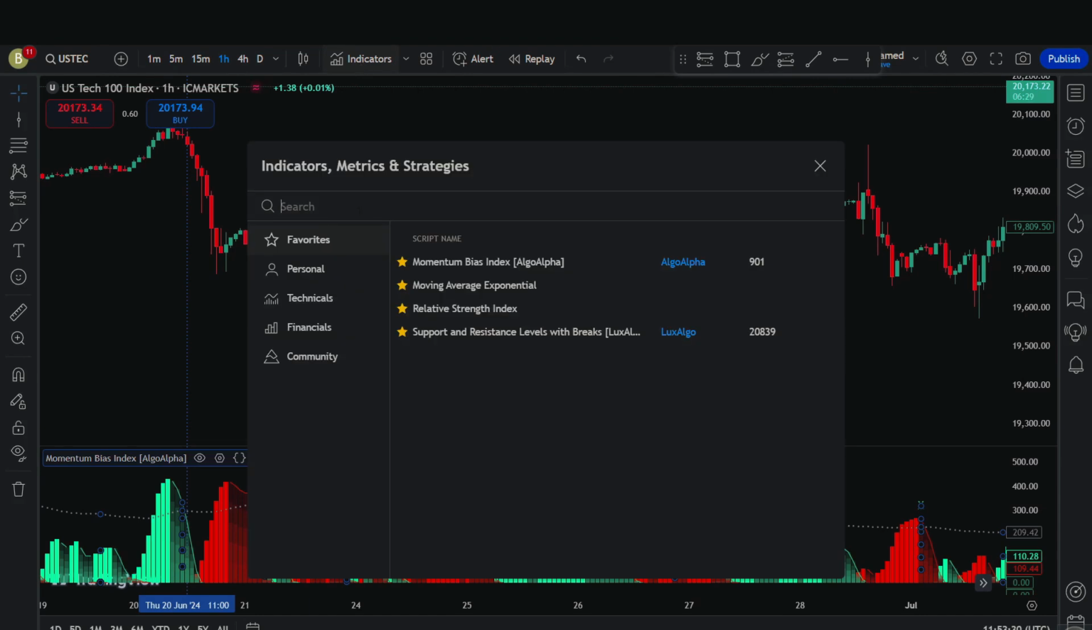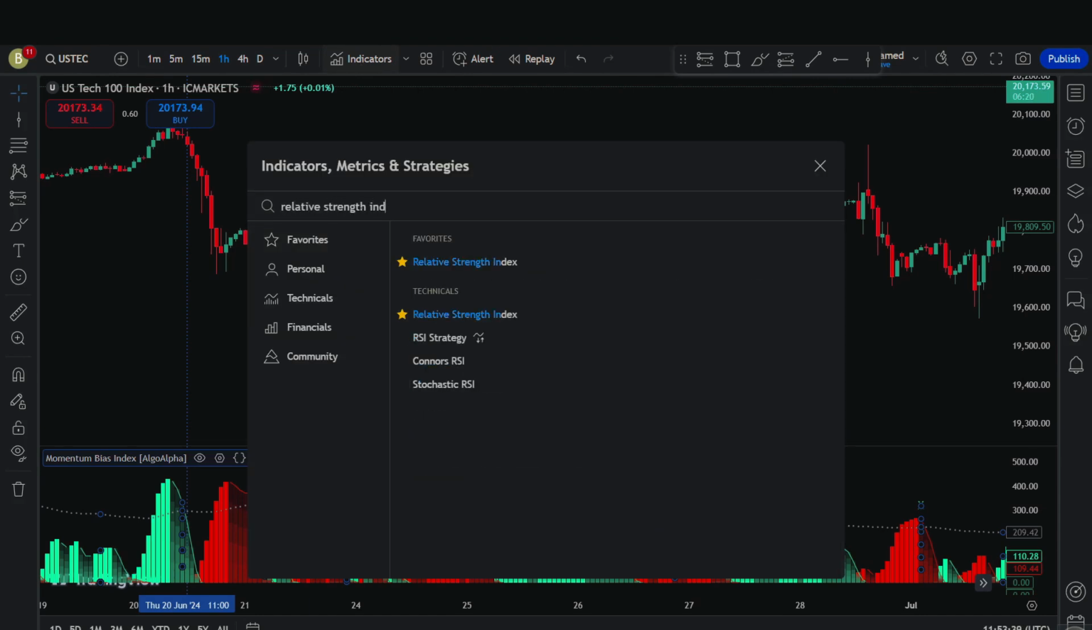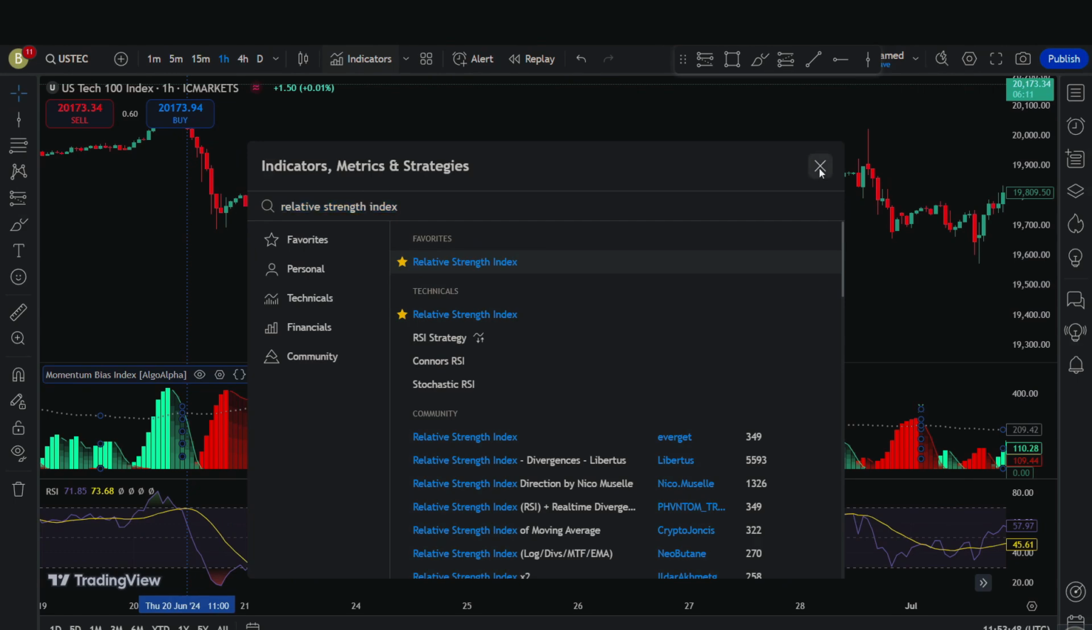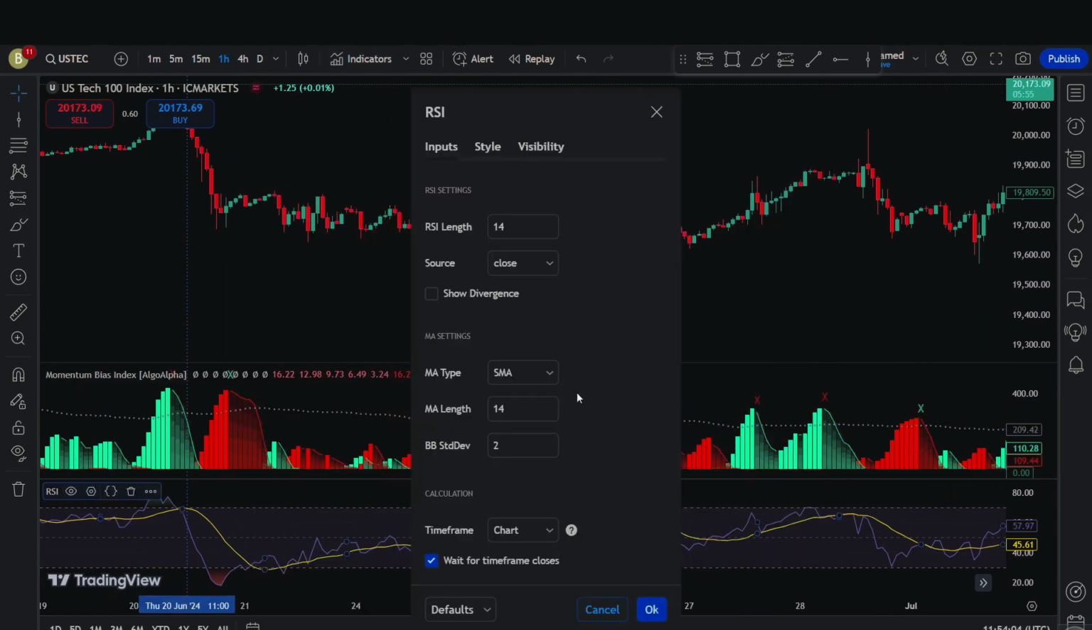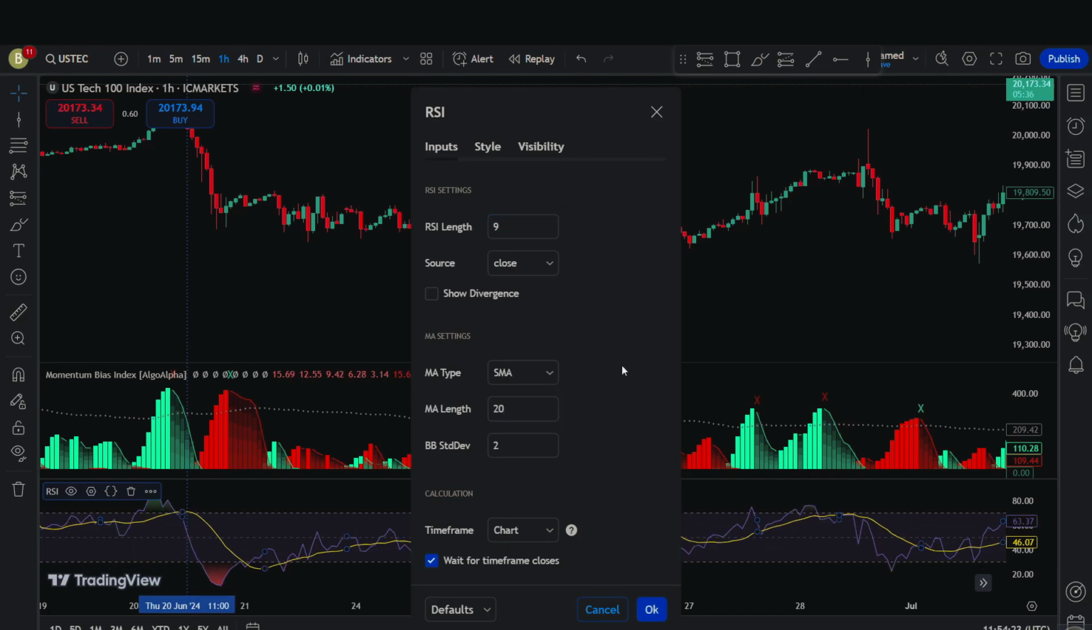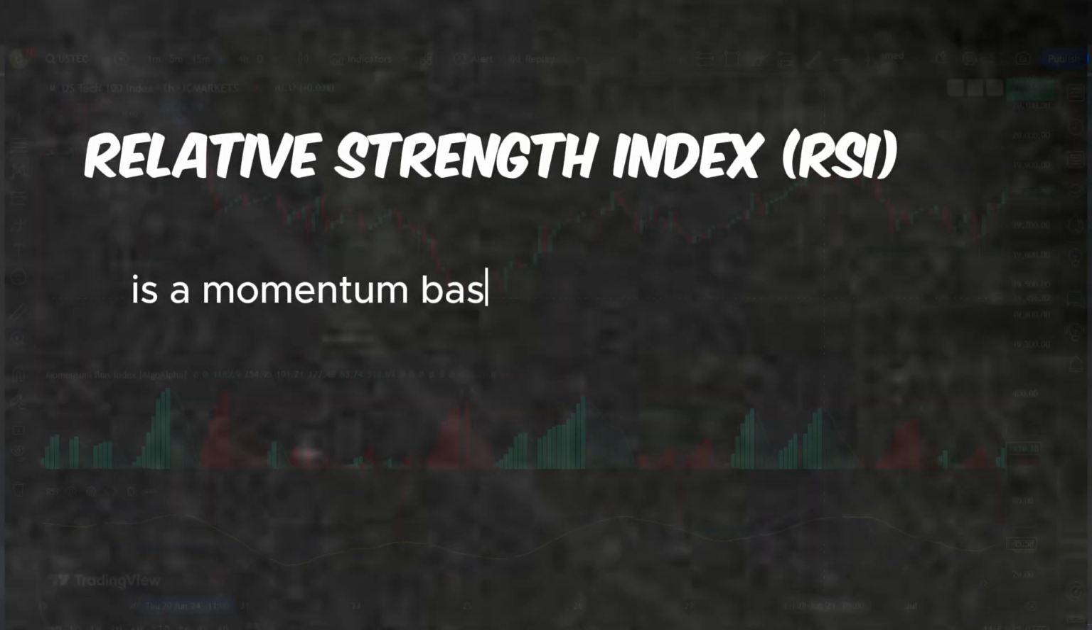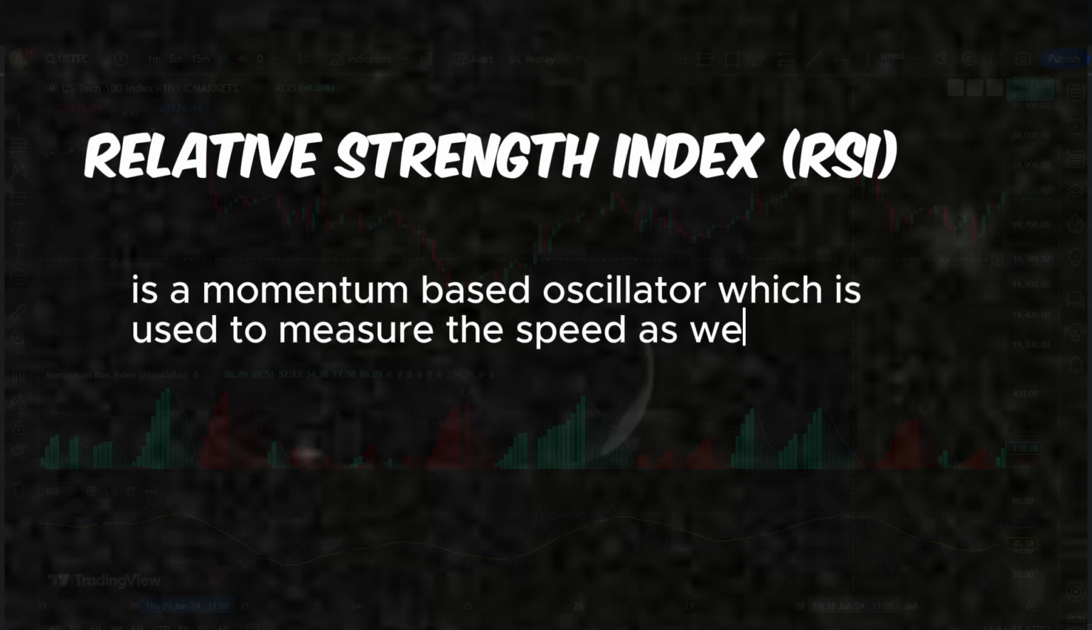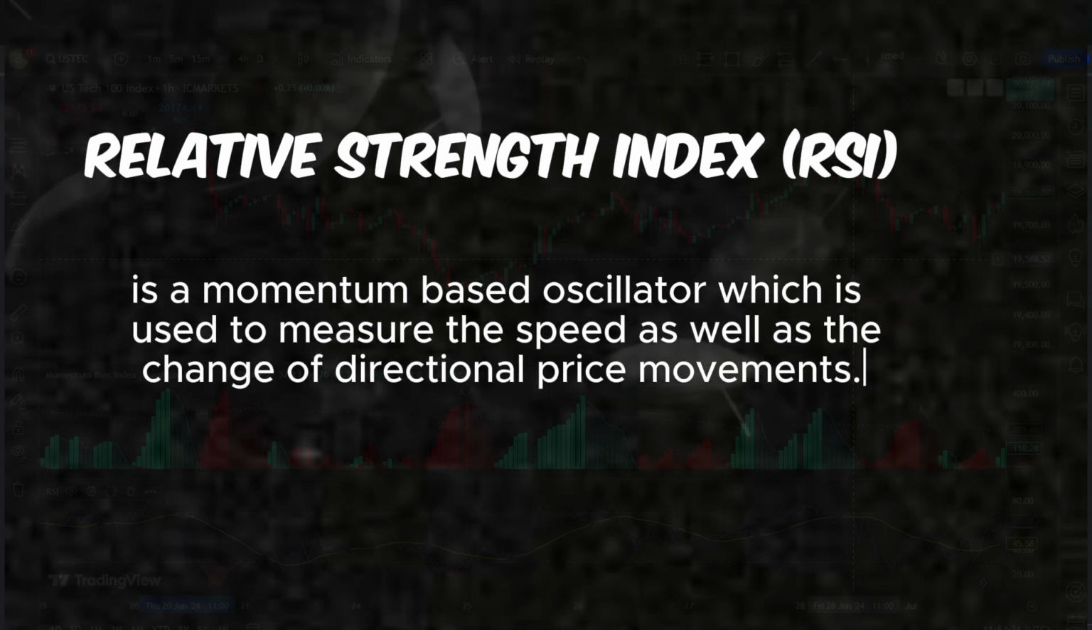Now let's add the second indicator. Search for RSI, Relative Strength Index, and add it to your chart. Then go to the indicator settings and adjust the inputs. Change RSI length from 14 to 9 and MA length from 14 to 20. The Relative Strength Index, RSI, is a momentum-based oscillator which is used to measure the speed as well as the change of directional price movements.